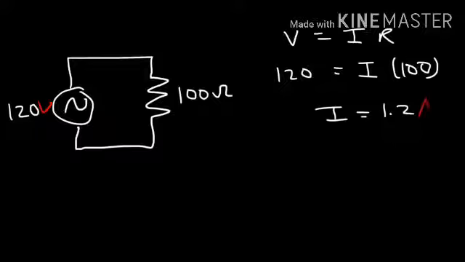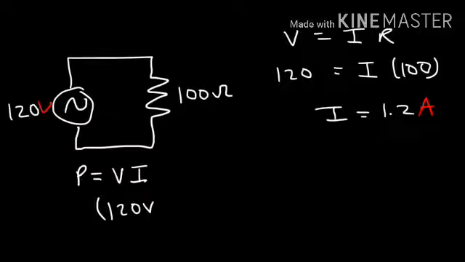Now how much power is dissipated by the resistor? So power is equal to voltage times current. The voltage across the resistor is 120 volts, and the current that it uses up is 1.2 amps. So 120 times 1.2 is 144 watts.